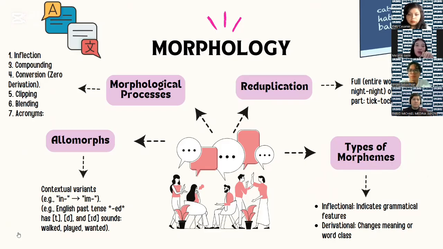Allomorphs occur due to phonological rules, for example, im before labial sounds, as in impossible, but in in intolerant. They can also be conditioned by grammar, for example, the English past tense, the ed has t, d, and id sounds: walked, played, wanted.